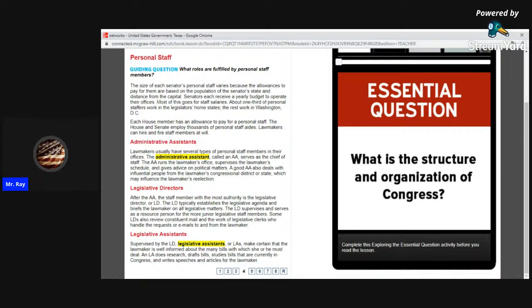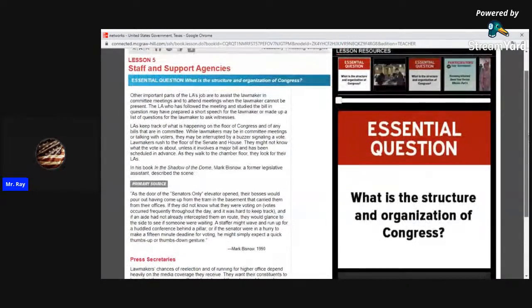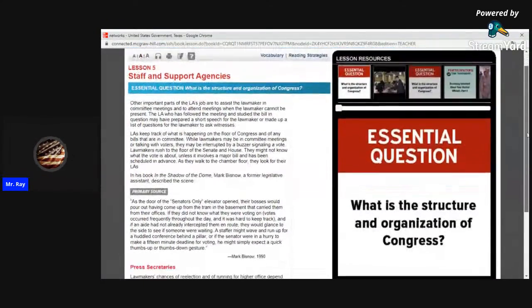And then we have a legislative assistant. What do they do? They can make sure that me, the senator, is informed on all the issues, all the information that's coming out. They also do research. They can go to the Library of Congress, for example, to do research. They can draft bills. They can write the first versions of a bill. They can study old bills to get more information. They can write speeches and articles for newspapers and magazines. They can go to committee meetings in my place.